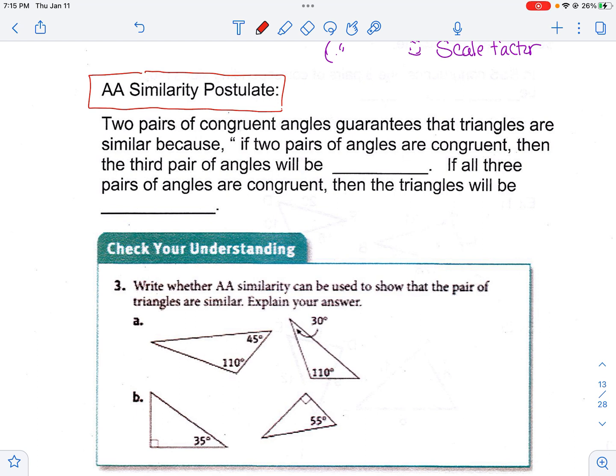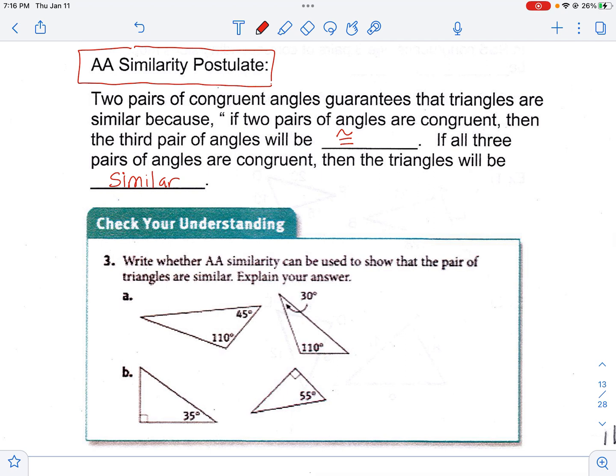In this shortcut, we have to be able to show that there are two pairs of congruent angles. Because remember, if two of the angles are congruent, then the third pair of angles will also have to be congruent based on the fact that the angles add up to 180. If all three pairs of angles are congruent, then the triangles have to be similar. So the nice thing is with angle-angle, you only have to find two pairs of congruent angles, and the third pair will have to be congruent as well.